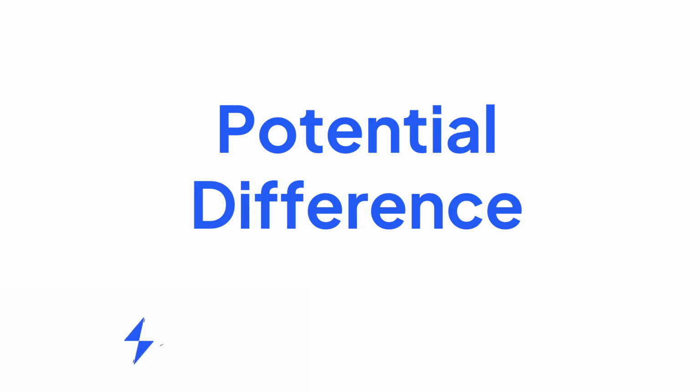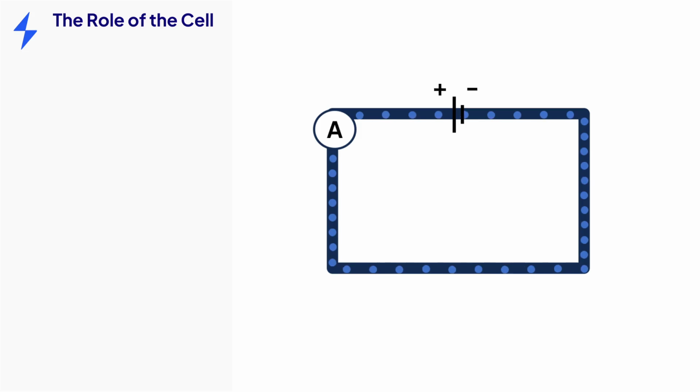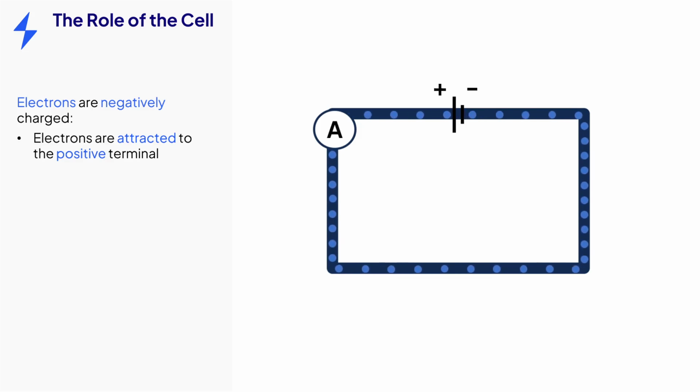This video is on the topic of potential difference and electromotive force. We know that electrons are negatively charged, and so they are attracted to the positive terminal of the cell. We also know that like charges repel. Therefore, the negatively charged electrons are repelled by the negative terminal of the cell.